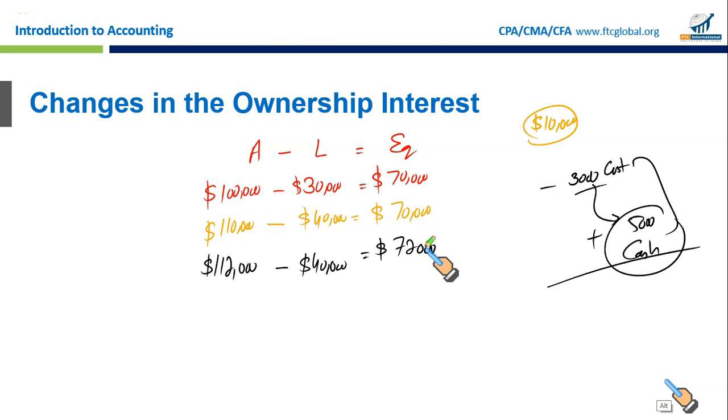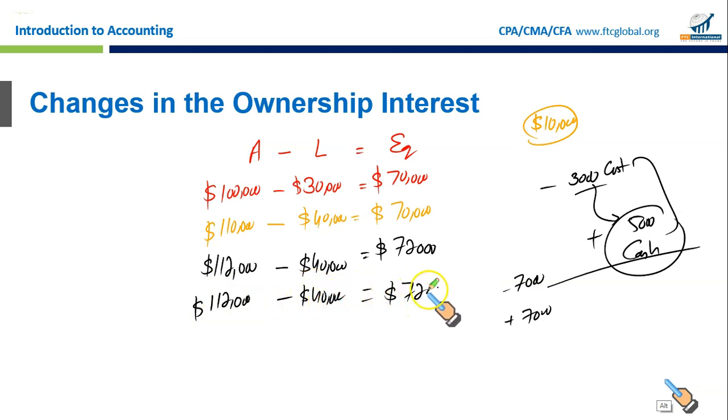Let's do another transaction. We withdrew $7,000 from bank to acquire a piece of machinery. What happens? Assets decrease by $7,000. Bank decreases. At the same time, a piece of machinery comes in the business. So the total amount stays the same. Liabilities stay the same. Equity stays the same.